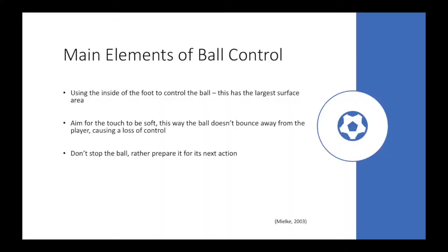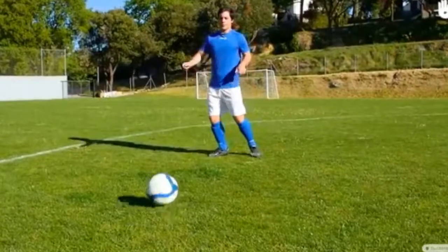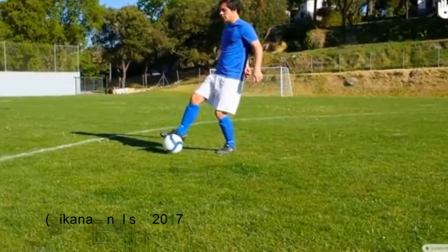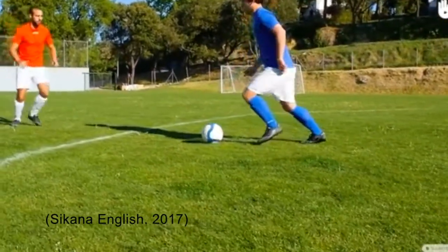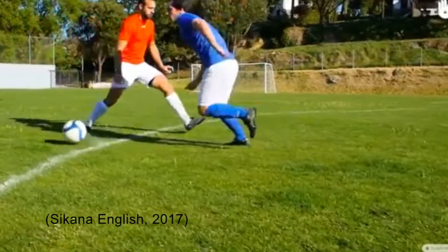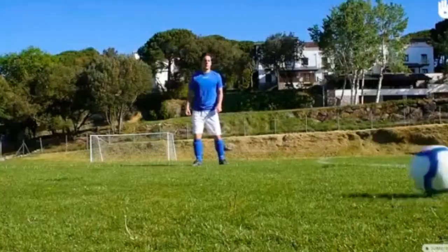The main elements of ball control are being able to use the inside of the foot, as this has the largest surface area. We want the ball to be a nice soft touch when it hits the foot, and the ball not completely stopping. That way the player can then move to the next phase of movement.